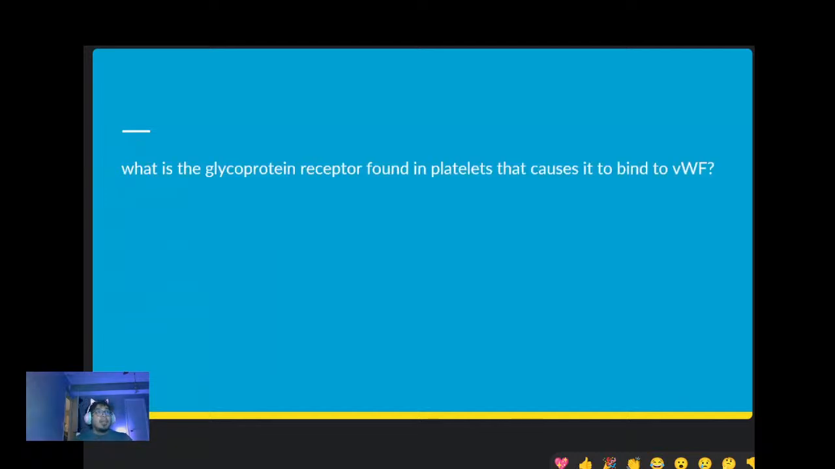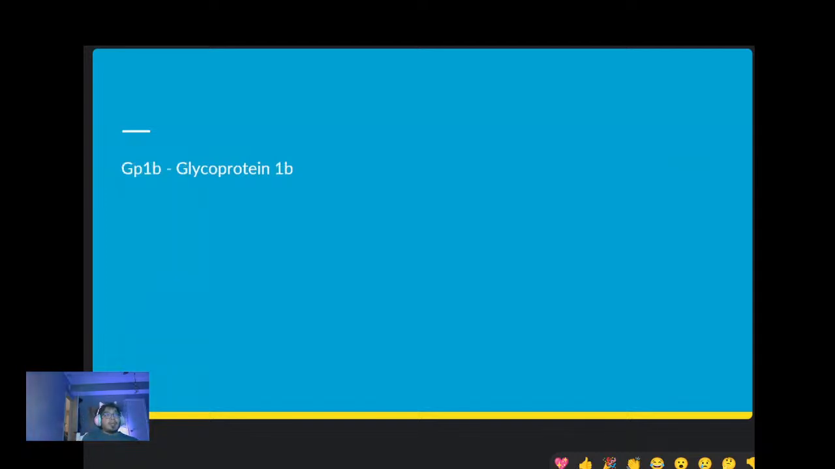This is the glycoprotein receptor that is present on platelets, not in platelets. I think that's the next question. This is the glycoprotein receptor on platelets that causes them to bind to von Willebrand factor. This is GP1B, the glycoprotein 1B receptor. It binds to von Willebrand factor, which is what I call the glue.